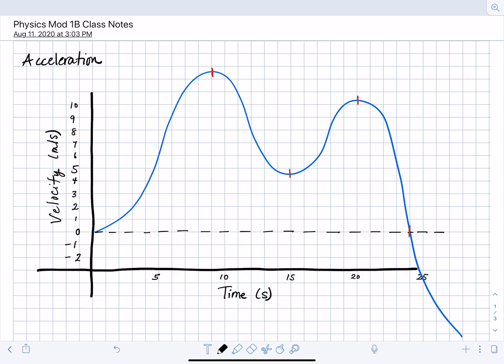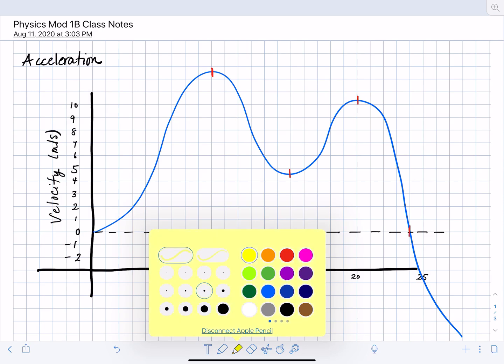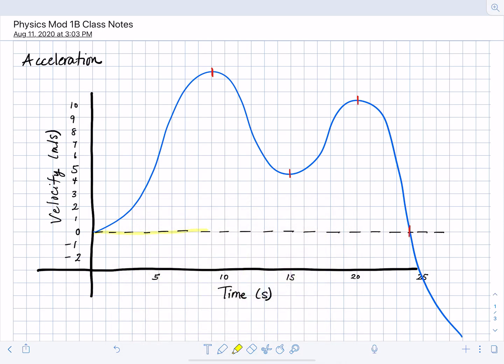You can tell by looking at it. I have drawn a dotted line on here. I'm going to highlight it now, using a yellow. Everything above this line represents a positive velocity for this object. Everything below this line, because this is the 0 point, represents a negative velocity. I'm going to undo those last couple of things and draw them with a pencil so we can see it. So above, we've got a positive velocity. Below, you've got a negative velocity.